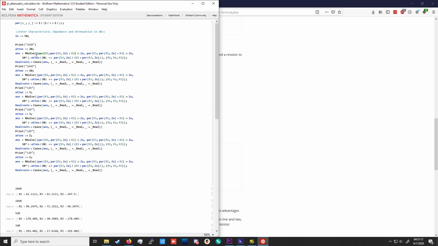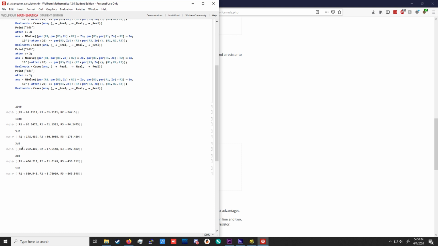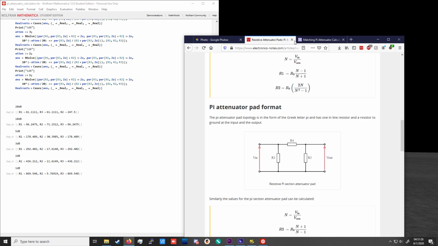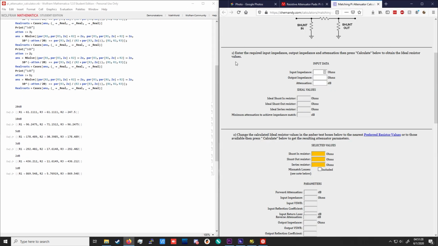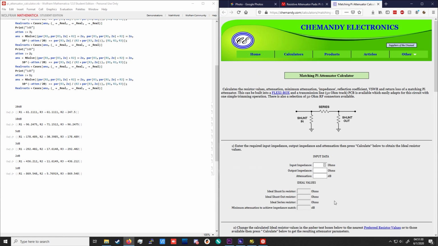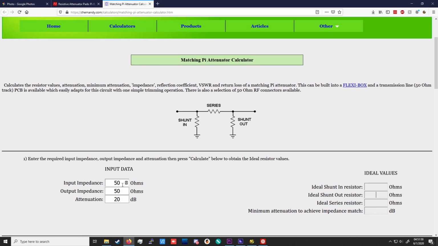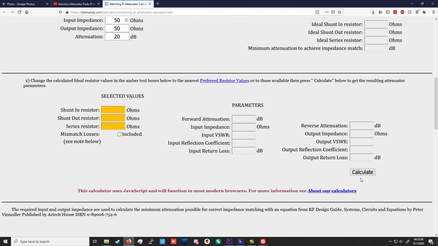But call the numeric solver on it, tell it to give you answers where they're real solutions for 20, 10, 5, 3, 2, and 1 dB, and that spits out all the values that I need. We can check one or two of those with an actual calculator here. So we can go ahead and check that, and we just enter our data in here, 50, 50, input and output impedance, and 20 dB of attenuation, and go ahead and calculate. It'll give us resistor values.